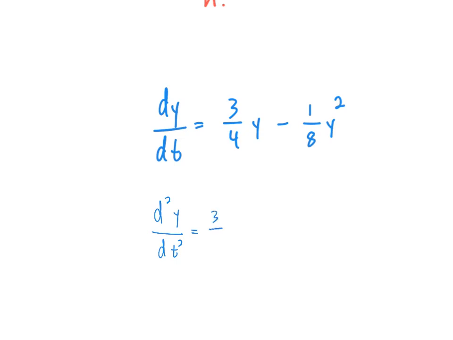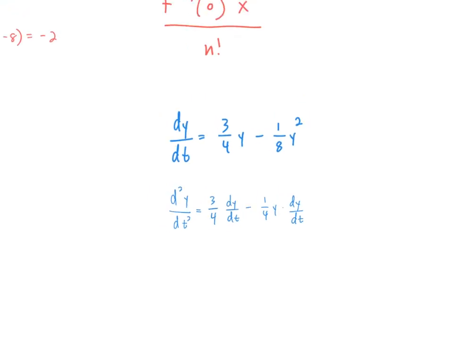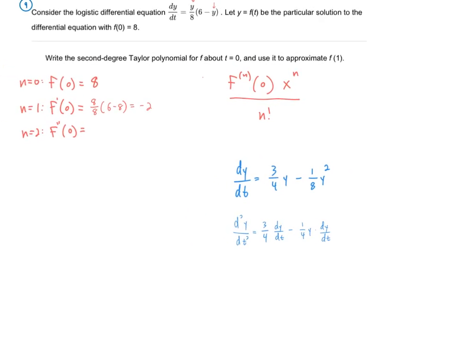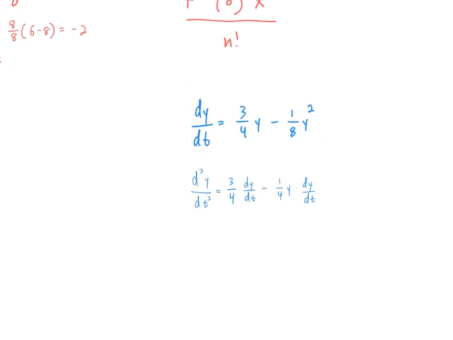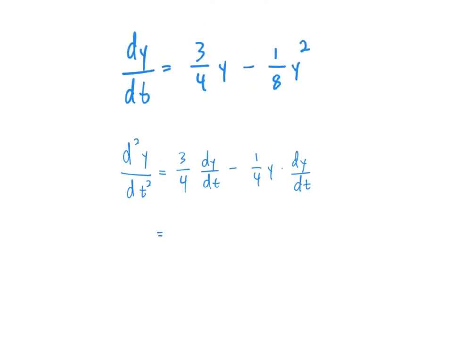So just remember, every time we come to taking derivative of y, that's like dy dx, or y prime, or dy dt. Okay, same thing here. This will be like 1/4 y, and then times dy dt. Okay, so now we'll evaluate that. So we know dy dt is negative 2, and then y is 8.